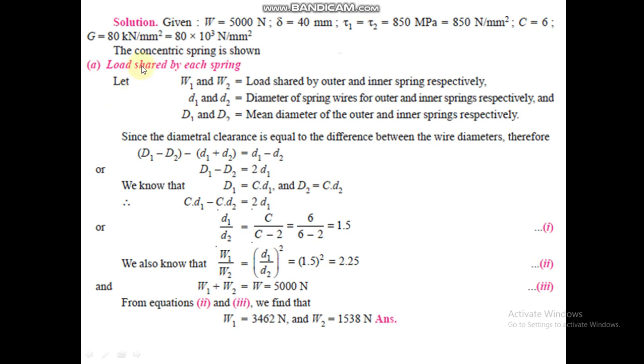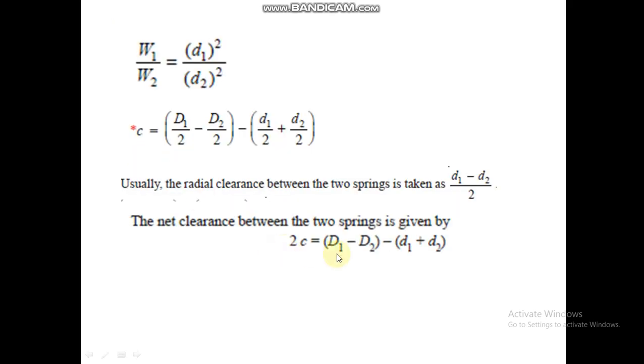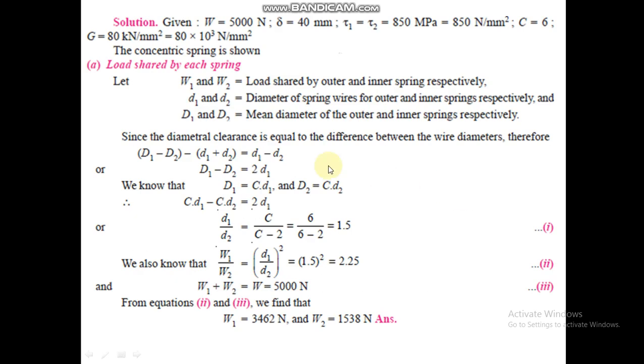So let's solve it. First of all, we will calculate the load shared by each spring, that is W1 and W2. So d1 and d2 are the wire diameters of the outer and inner spring, D1 and D2 the mean diameters of the outer and inner spring. Since the diametral clearance is equal to the difference between the wire diameters, it is given to us. So we apply the formula. The diametral clearance 2C is equal to D1 minus D2 minus d1 plus d2. This diametral clearance is given to us as d1 minus d2, the difference between the wire diameters of both the springs.